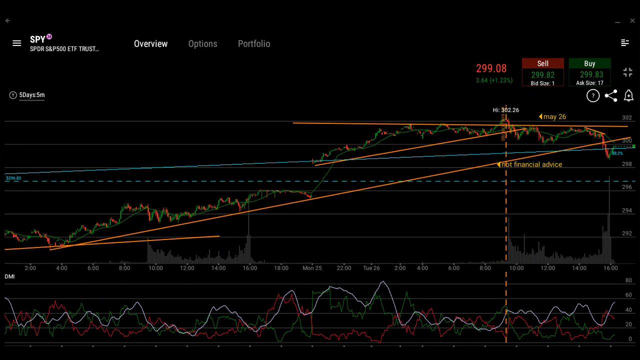And we will go over the chart for the SPY S&P 500. And here we have the SPY chart, and this is Friday. And on Friday, we were trading around the 294, 295 area.